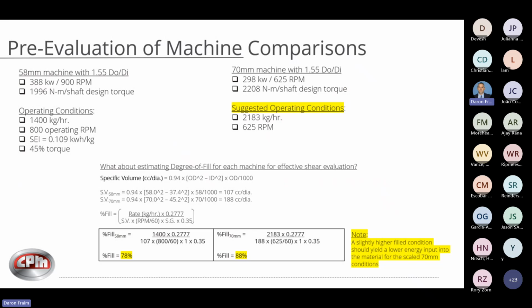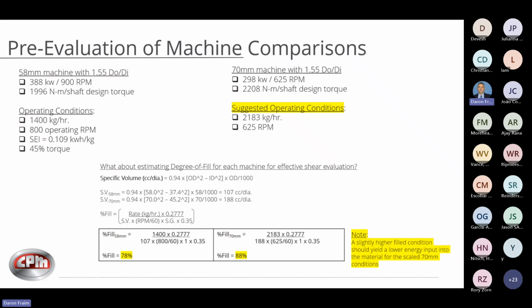And so here we are looking at this machine and say, okay, now we've got suggested operating conditions. I couldn't adjust my RPM because I'm operating at the max RPM. So now I'm moving this application from a 58 to the 70. I've had to adjust my scaled rate based on operating at 80% torque. So I'm now going to put 2183 kilograms per hour through this machine, operated at 625 RPM.